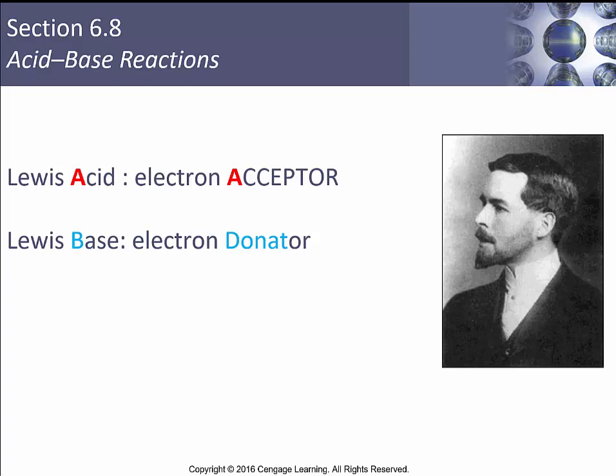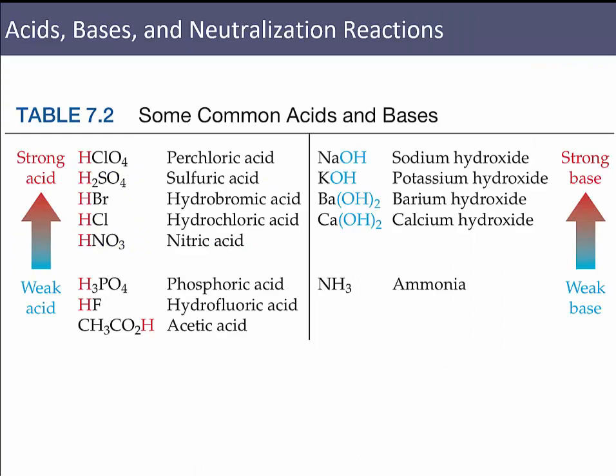And here is a table of some common acids. We've got both strong acids and weak acids, so things like perchloric acid, sulfuric acid, hydrobromic, hydrochloric, nitric acid. Those are all strong acids. I will ask you guys to memorize some strong acids and strong bases. So this chapter is a little heavier on memorizing than some of them, but memorize some strong acids and some strong bases. Right?